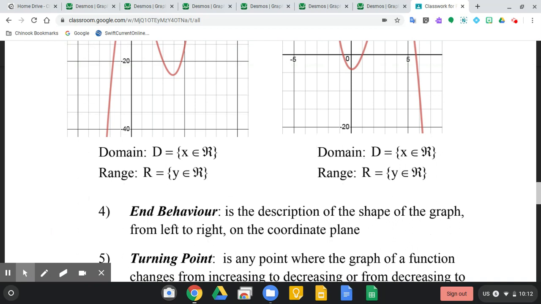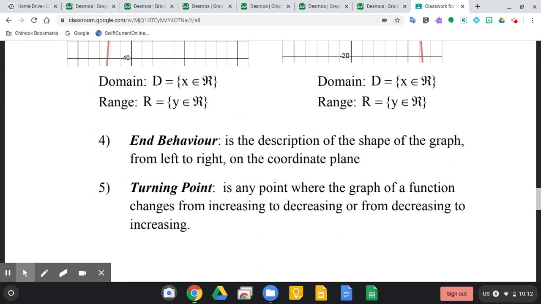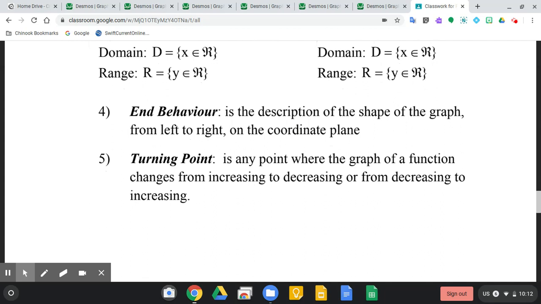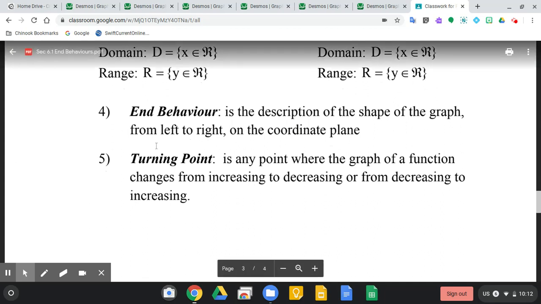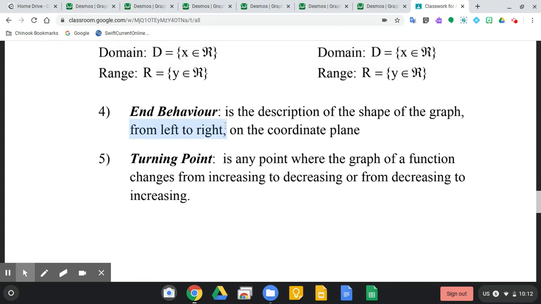Now, I want to talk about two more terms. I want to talk about end behavior and turning point. End behavior is the description of the shape of the graph from left to right on the coordinate plane. Now, we can make that a little simpler. When we talk about end behaviors, it's basically asking what quadrant does the graph start in? What quadrant does the graph end in? And when we talk about that, it's just like reading a book. When we talk about starting and ending, it's as we move from left to right.